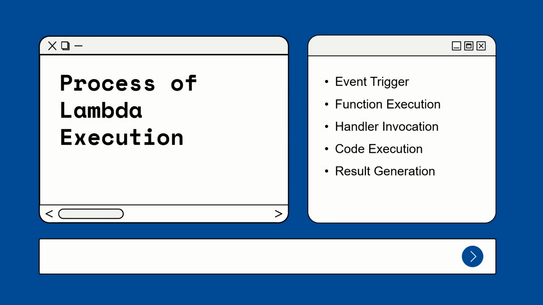Third is handler invocation. The specified handler function in your code is invoked and receives the HTTP request details. Fourth is code execution. Your code processes the request, performs the operations and generates the response. And fifth is result generation. The response is returned to the API gateway, which sends it back to the client. So these are the events that occur when a client makes a request to the API.